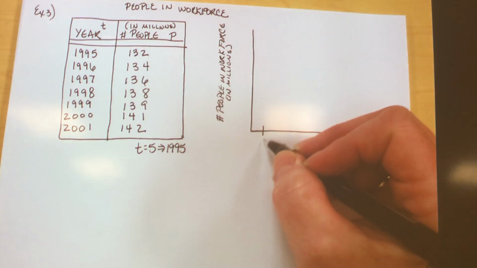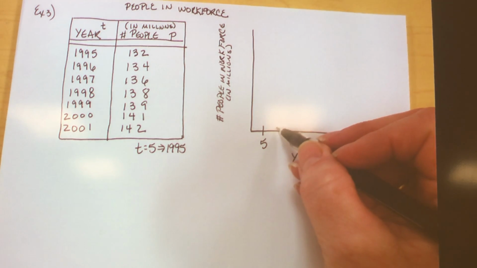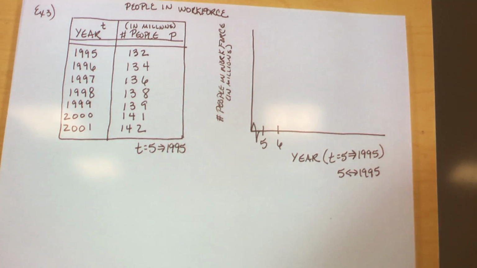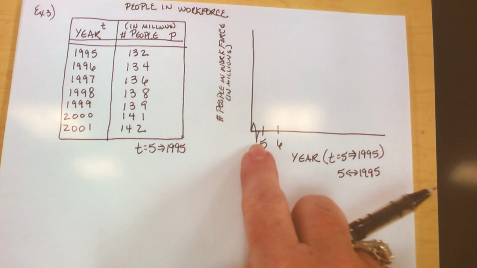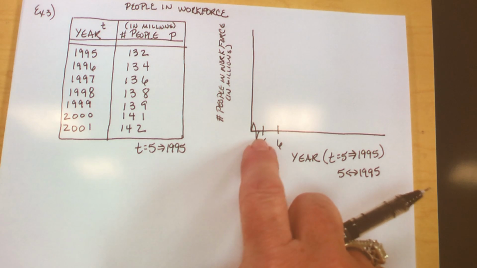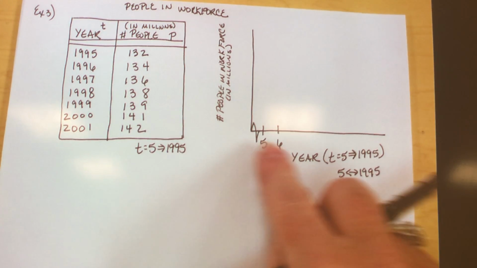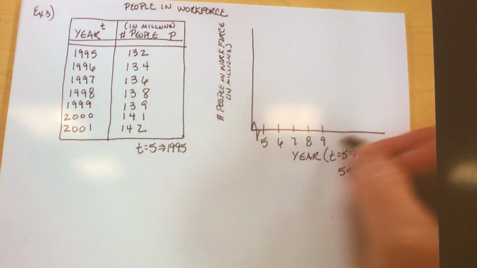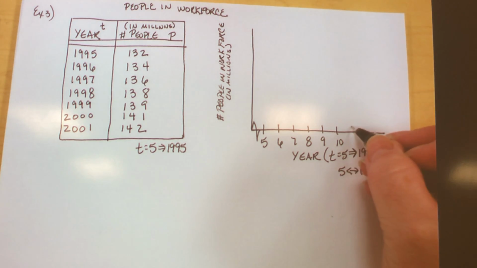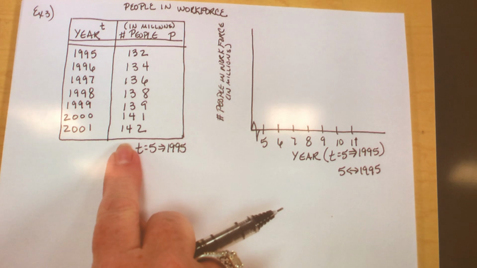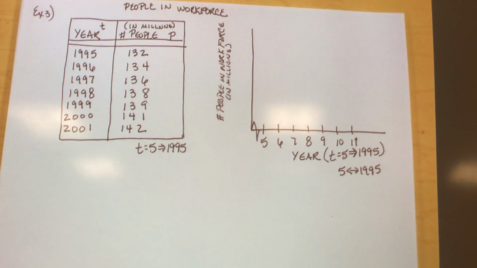Now, if I'm starting at 5 and the next tick mark is a 6, I need a break, like taking part of the graph out, 0 to 5. I broke that off. So you have to put a break mark in there. Then we go 5, 6, 7, 8, 9, 10, and 11. Now, my y's start at 132 and go to 142.